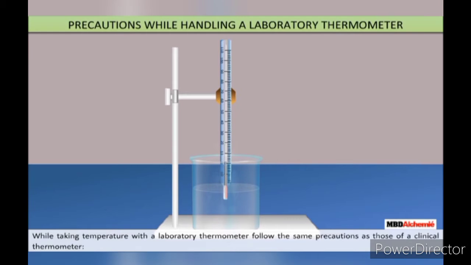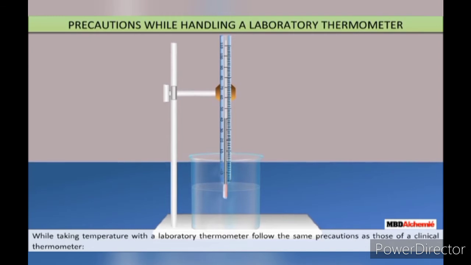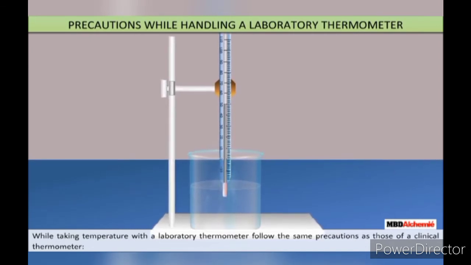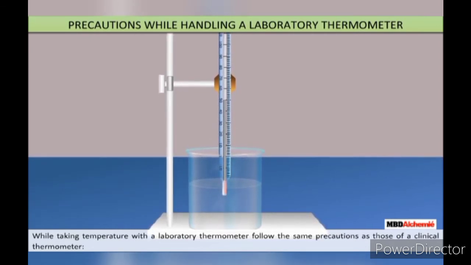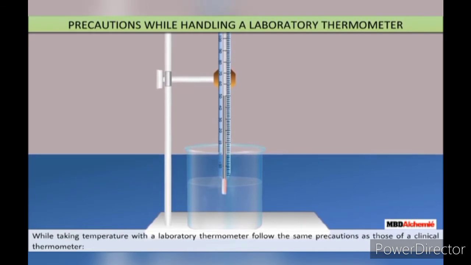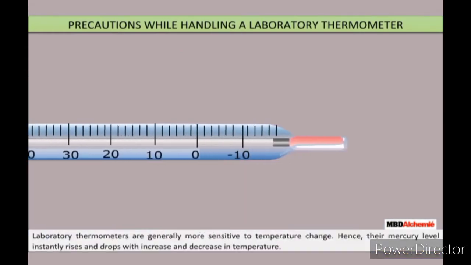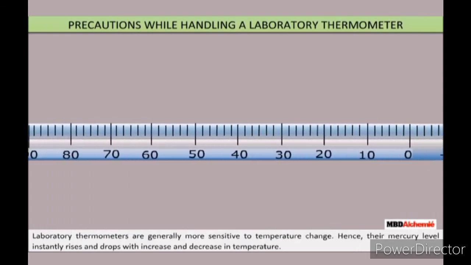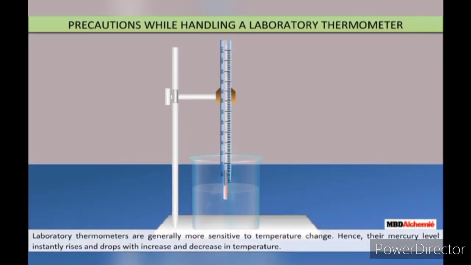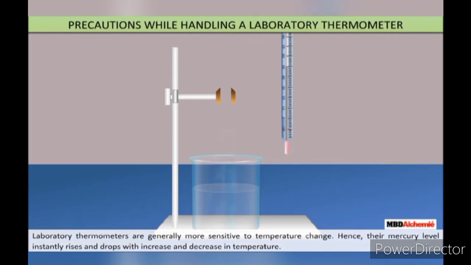Precautions while handling a laboratory thermometer. While taking temperature with the laboratory thermometer, follow the same precautions as those of a clinical thermometer. The bulb of the laboratory thermometer should always be kept straight. Laboratory thermometers are generally more sensitive to temperature change. Hence, they instantly rise and drop on increase and decrease in temperature.